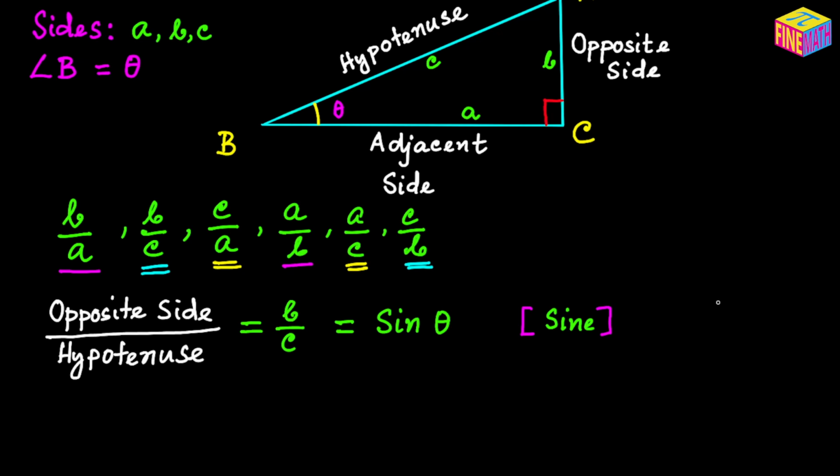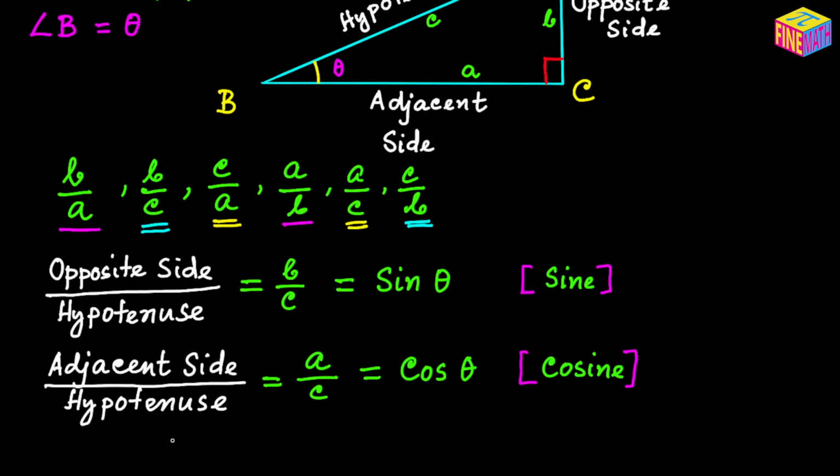Now let's look at the next ratio. The next ratio is the ratio between adjacent side and hypotenuse, and in this case it will be A divided by C. That's the ratio between the adjacent side and the hypotenuse, and this ratio is called cosine of theta. In abbreviation we write it as cos theta, like how I have written here. That means it is the cosine of angle theta, right? So this is cosine theta.